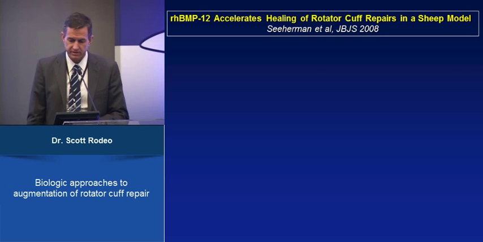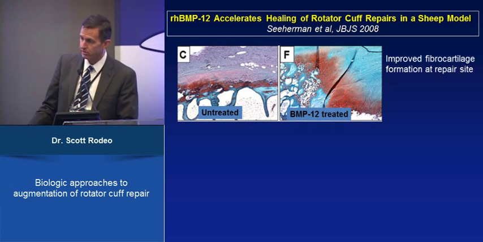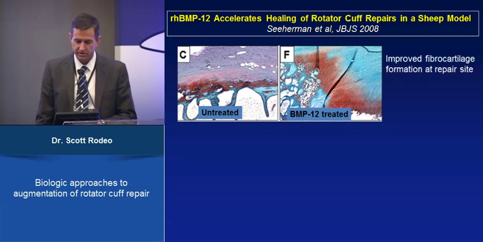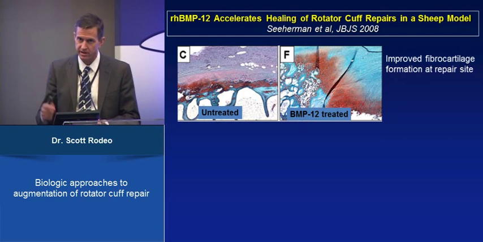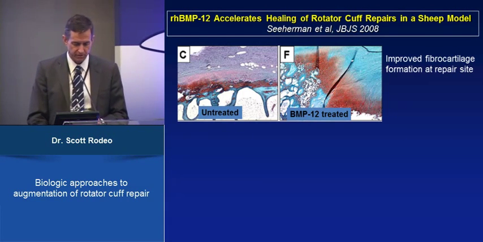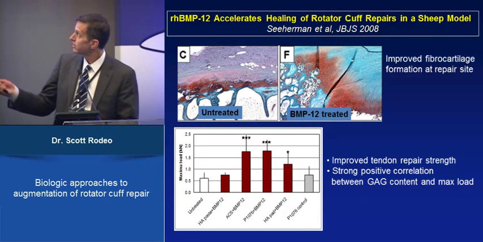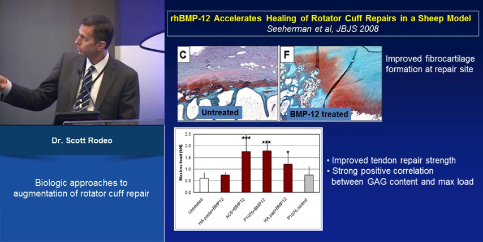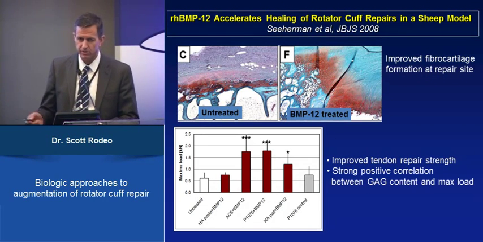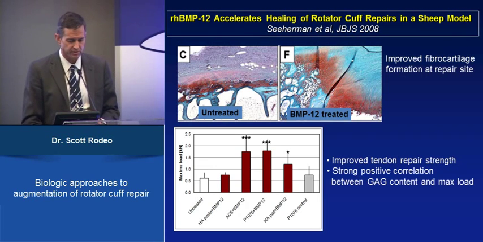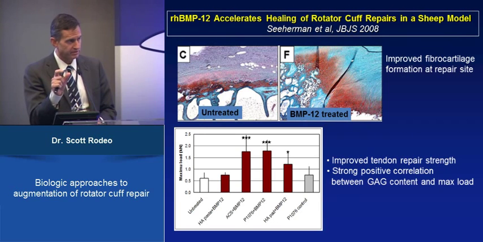What we find is that there was a distinct improvement in the fibrocartilage formation at the repair site. The BMP12 treated limbs on the right side of the slide, you see a more robust zone of fibrocartilage. The animals that had the BMP12 had improved tendon repair strength. That's the two in the middle here, BMP12 delivered on a collagen sponge carrier, nearly 3 times as strong as the control tendons. And there's a positive correlation between the glycosaminoglycan content at the repair site and tendon strength. So BMP12 seems to have some promise here.